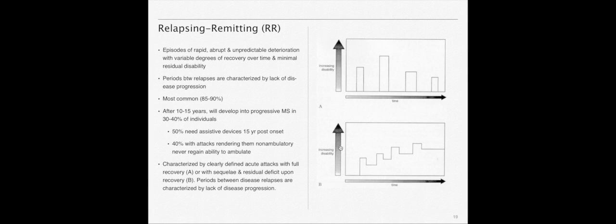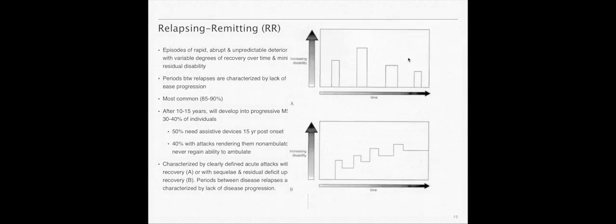So relapsing remitting is the most common by far. Actually, 80 to 90% of people with MS will present with relapsing remitting at first. Essentially what happens is you have episodes of rapid, abrupt, and unpredictable deterioration with variable degrees of recovery over time and minimal residual disability. So if you look at that first chart here on the top right, you can essentially see increasing disability over time.